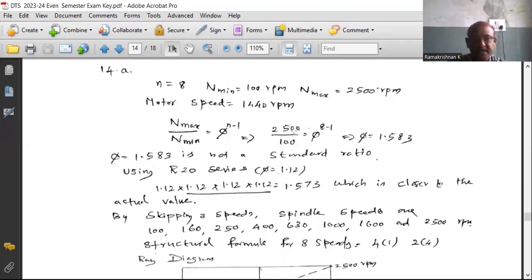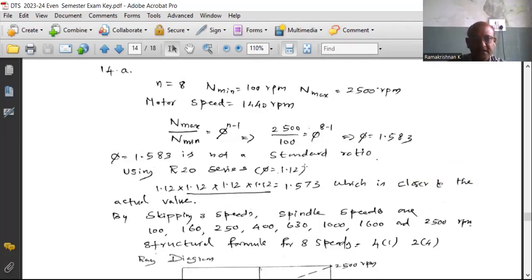Here the maximum speed is 2500, minimum speed is 100. So phi is what we have to find out, and n is the required number of outputs, that is 8, minus 1. From this relation we can find phi is 1.583. So now we have the series R10, R20, R40. Now we can look whether the value we have found, the phi value, lies in the standard step ratio, but it is not so.